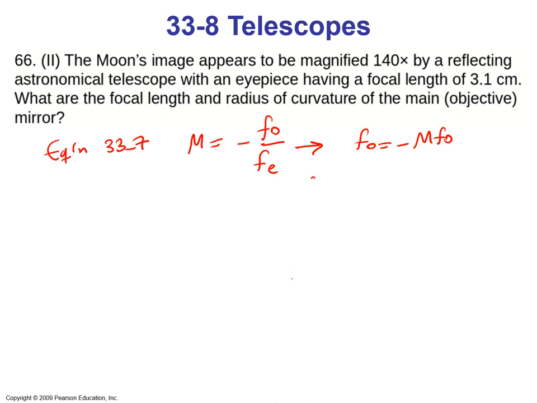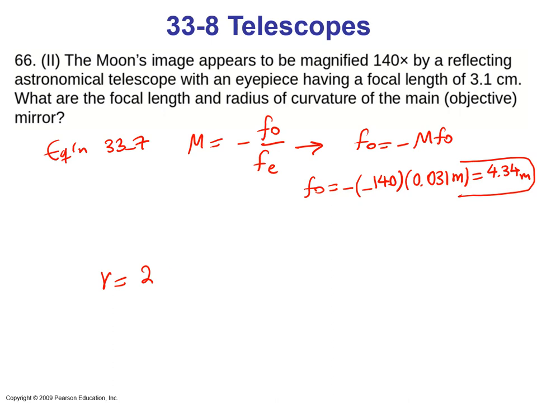Let's plug in the values for f_o. We have minus 140 times 0.031 meter, which is equal to 4.34 meters in magnitude. The radius of curvature is twice the focal length and is equal to 8.68 meters. It's almost 8.7 meters.